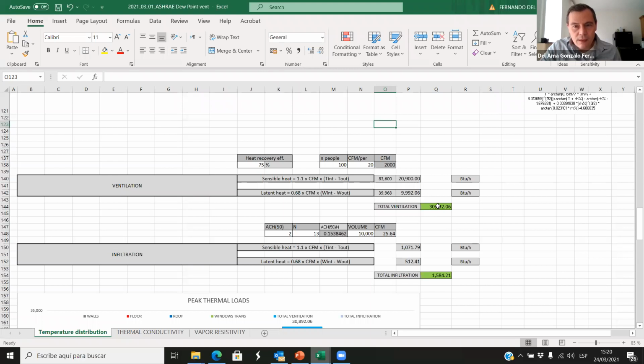Okay, so here we have the ventilation loads, and the total ventilation load is always the addition of the sensible heat plus latent heat. This is the ventilation load, and this is what we need.